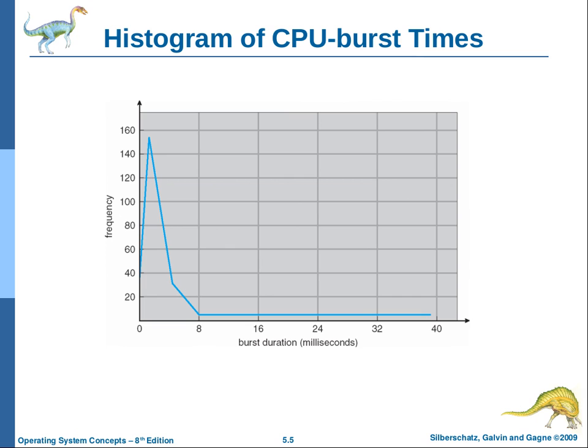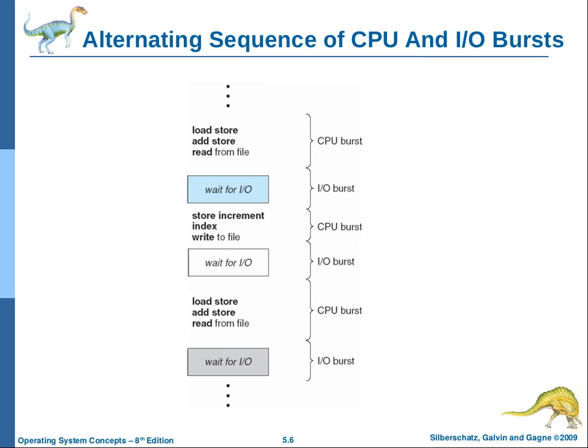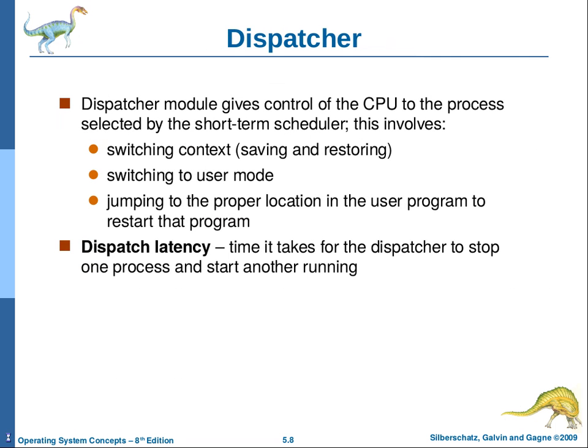The point here is that you're alternating between CPU and I/O bursts: CPU burst, wait for I/O, do some more CPU, wait for I/O, do some more CPU, wait for I/O. They're just using burst to specify when the CPU is doing either CPU or I/O operations.